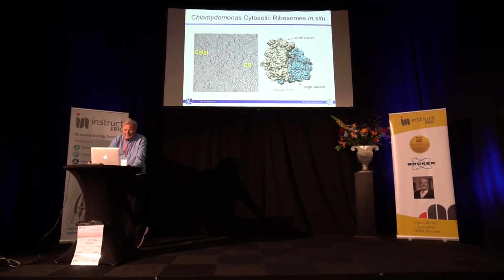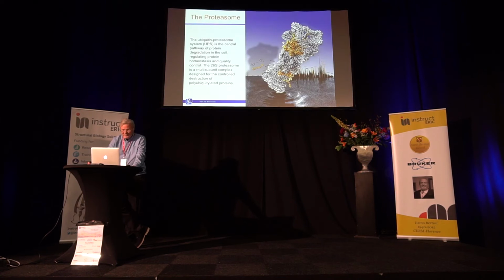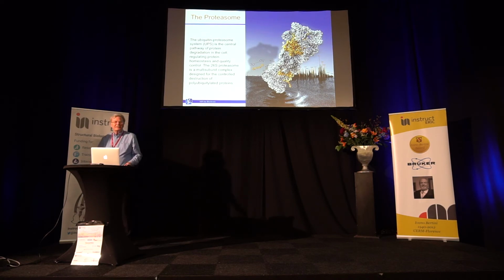Now, unfortunately, we are not really interested in ribosomes. Our interest is in the opponent of the ribosome, and that is the proteasome. Now, the proteasome has about the same size as a ribosome. It's 2.5 megadalton. It's 34 different subunits. It operates at the executive end of the ubiquitin proteasome pathway.